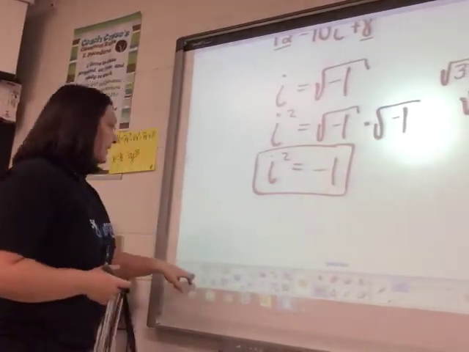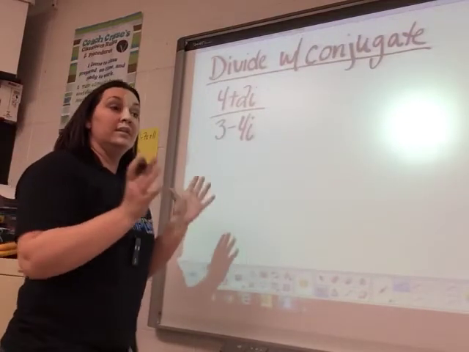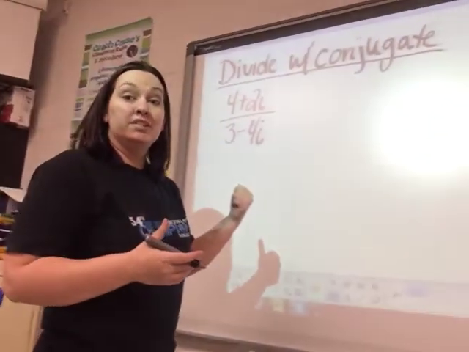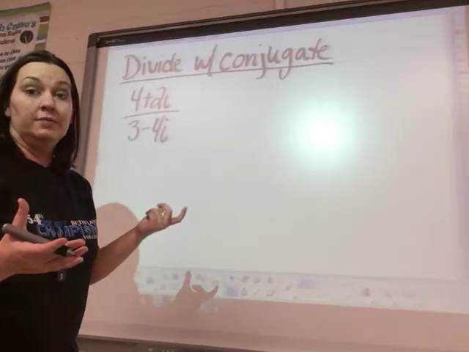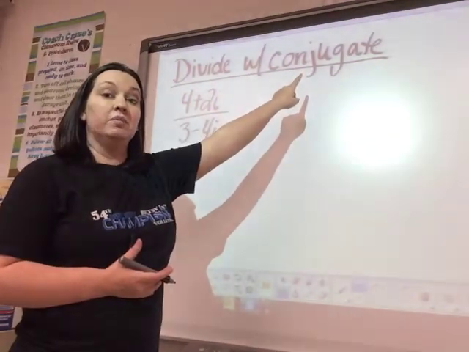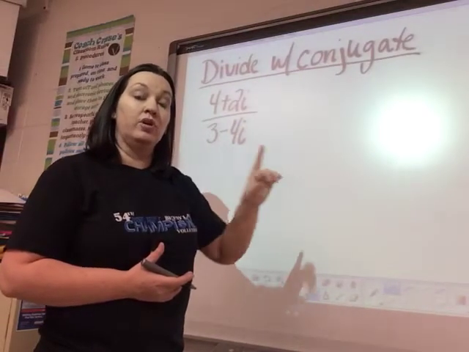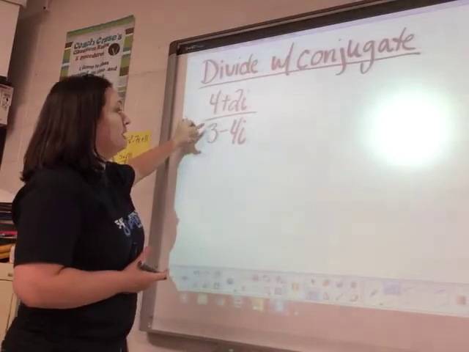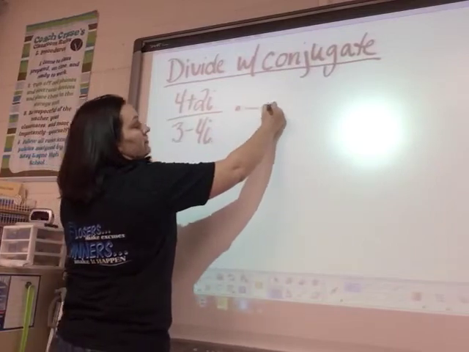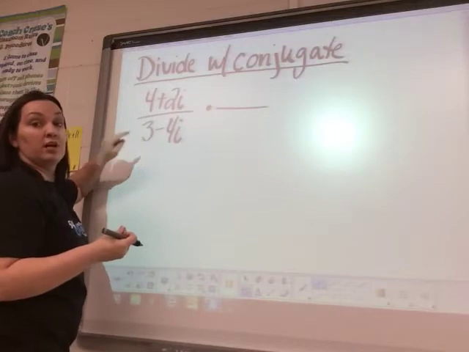Okay. Let's jump on to division. Now, division is a little bit more complicated than adding and subtracting, but if you can do the multiplication, that's pretty much what this is. You're just going to do it twice, okay? So notice this says divide with a conjugate. A conjugate means you're going to change the sign of the imaginary number. So if we're going to divide these two complex numbers, you're actually going to divide by multiplying the numerator and denominator by the conjugate of just your denominator.